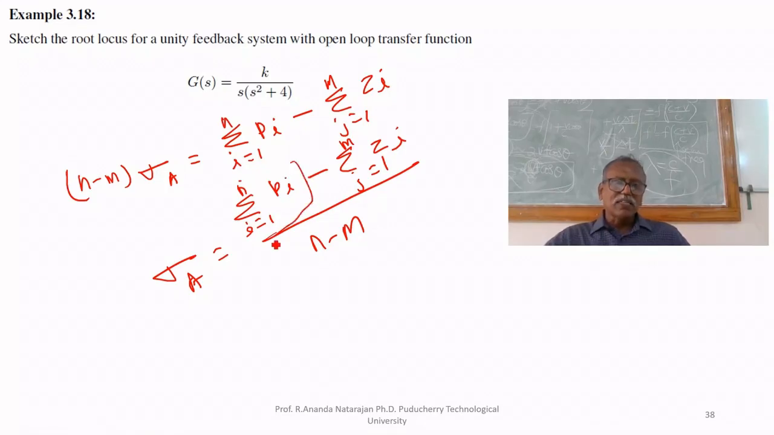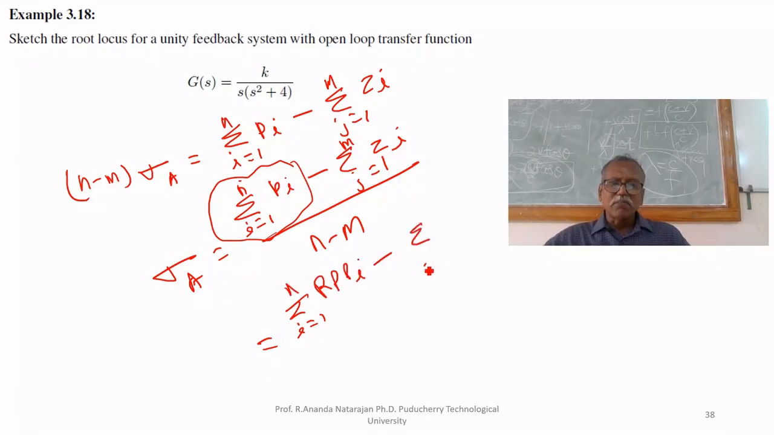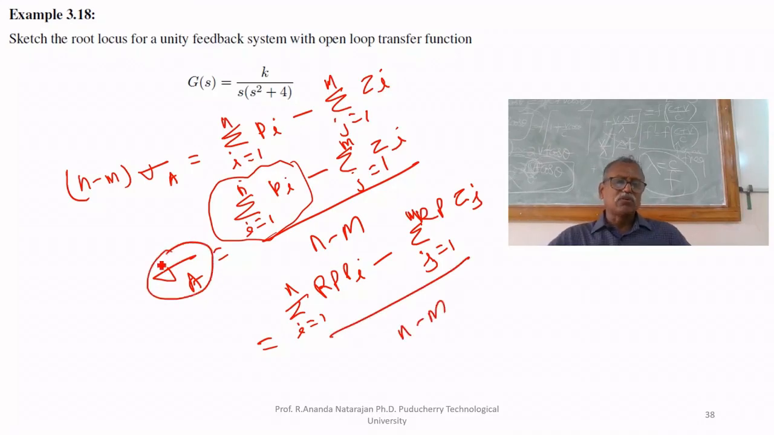But we know that the complex conjugate will be plus minus, 1 plus 1 minus. If you add, the complex part will get cancelled. Therefore, instead of writing like this, we can write the sum of i equal to 1 to n of the real part of poles minus the sum of real parts of zeros, divided by n minus m. Therefore, sigma A is the point at which the asymptotes are meeting.